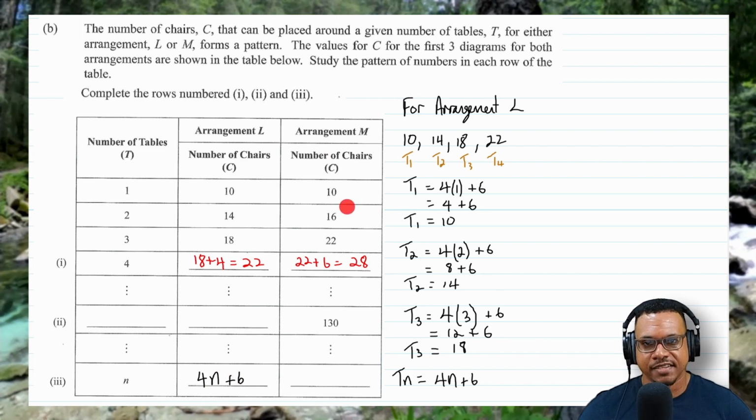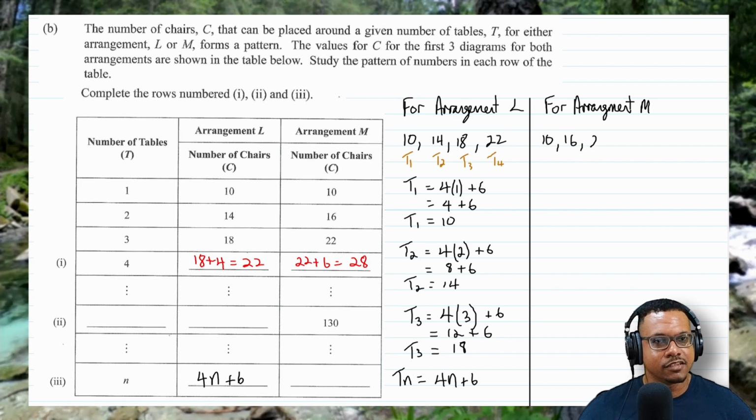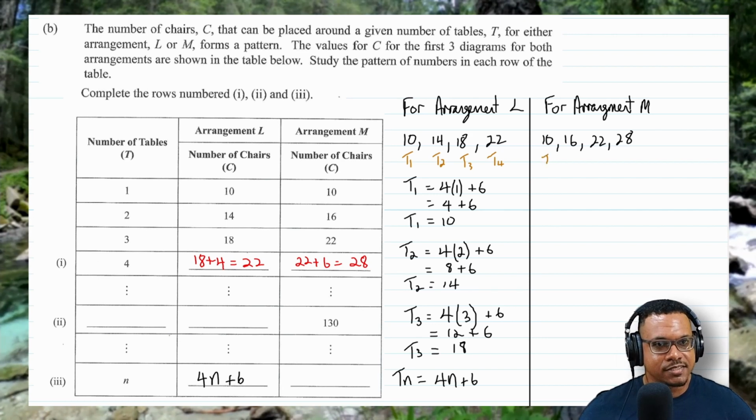Now let's do the same thing for arrangement M. All right, for arrangement M, we have first term is 10, second term is 16, third term is 22, fourth term is 28. So let's write that out. That is 10, then 16, then 22, then 28. So here my first term is 10, second term is 16. Of course, that's when the number of tables is 2. Third term is 22. Fourth term is 28. So we get our first term and the number of tables is 1. Second term and the number of tables is 2. Third term and the number of tables is 3. And the fourth term and the number of tables is 4.